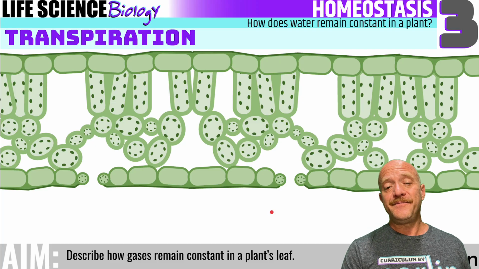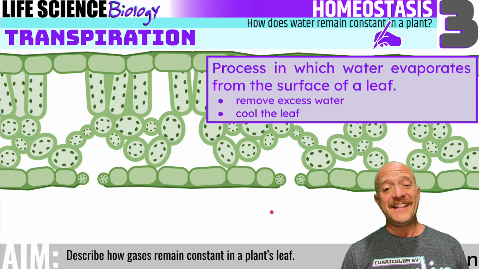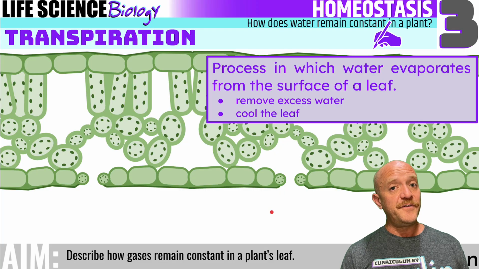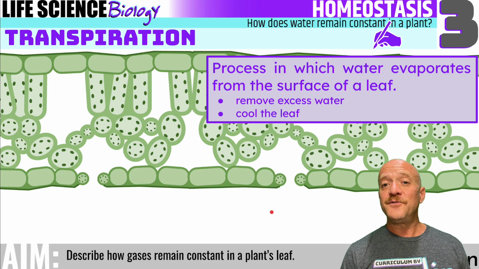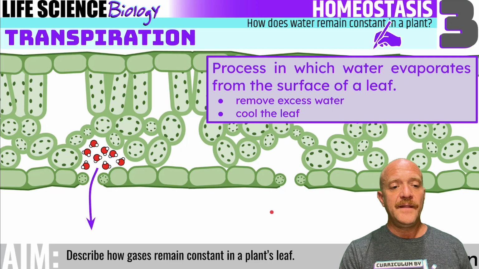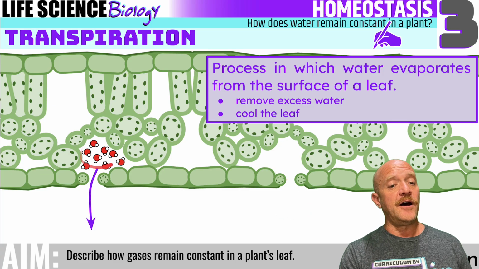Now, transpiration also occurs in the leaf, but it is a process in which water evaporates from the surface of a leaf. So this allows a plant to do two things: remove excess water and also cool the leaf. So on hot summer days, transpiration can help a plant to cool down. Now that is when water is evaporating from the leaf. The concentration of water is higher on the inside of the leaf than on the outside.